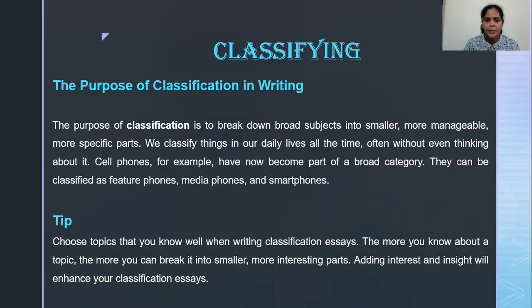So the tip is: choose topics that you know well when writing classification essays. When there are 4 or 5 topics given and you have a choice to write an essay, choose that particular topic which you already know. So you can classify, you can simplify that into a number of subtopics, and each subtopic can be a paragraph.